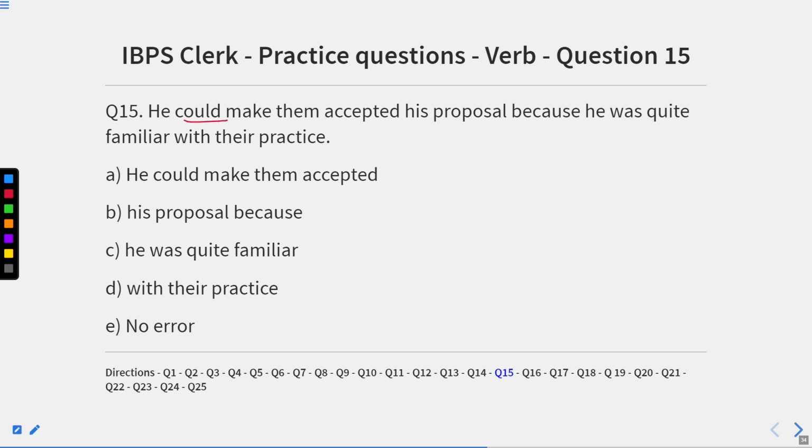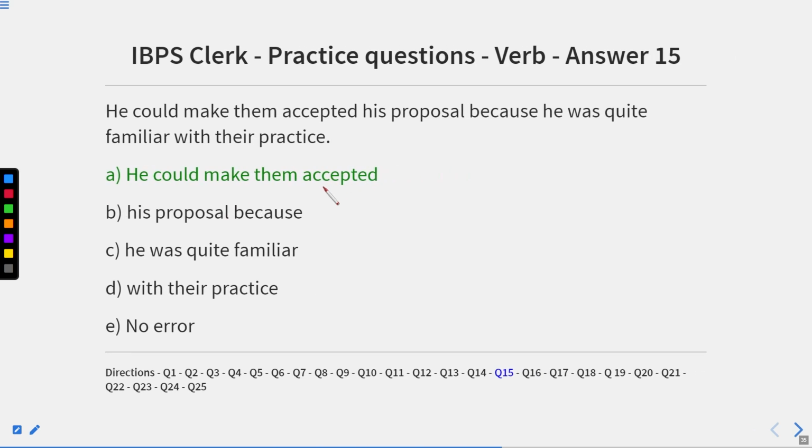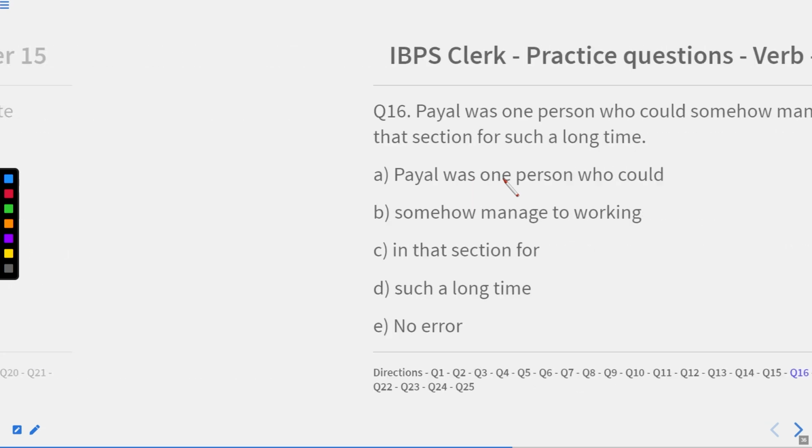Now here it is written could, which is a modal. And we know very well that any modal should be followed by verb first form only, where here it is written accepted, which is actually the past participle or the past form or the second form. So this accepted should be incorrect, and the correct answer should be accept. So the error is in part A. So the correct sentence will be he could make them accept his proposal because he was quite familiar with their practice. Now let us move to the next one.